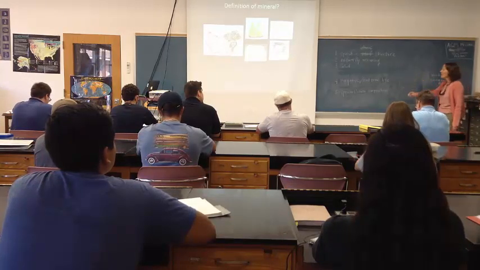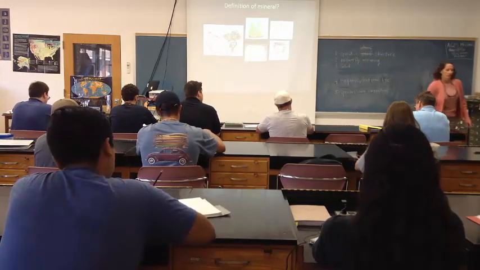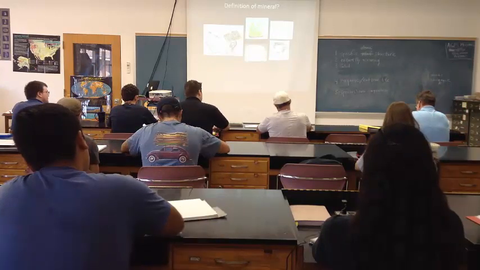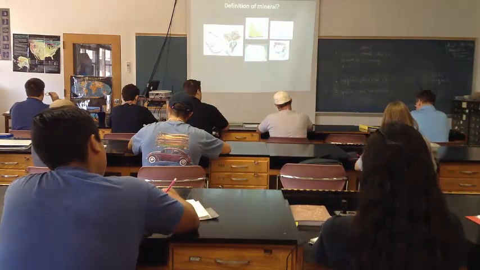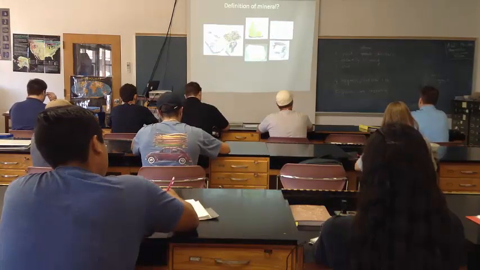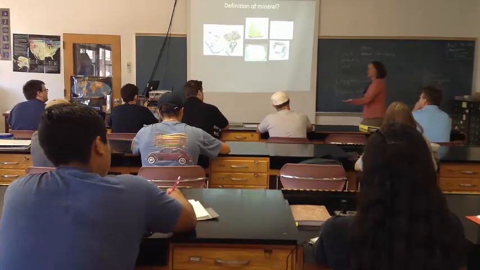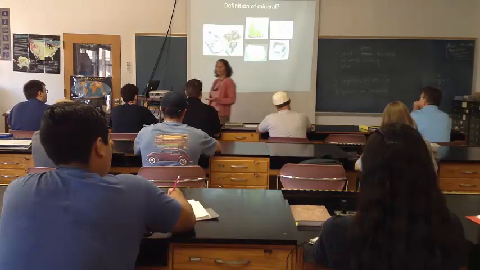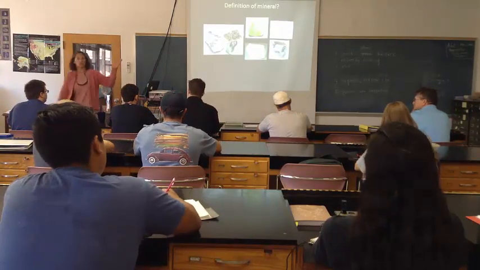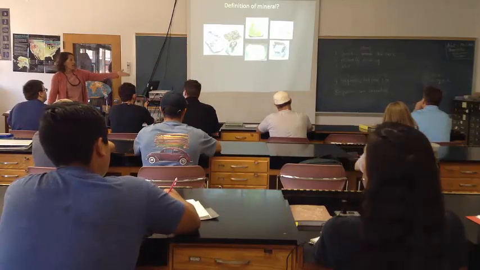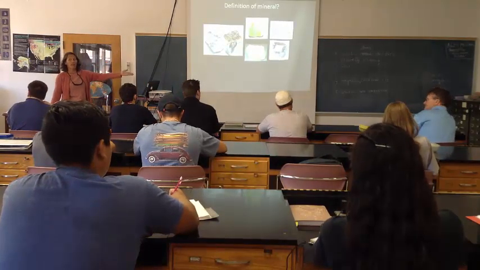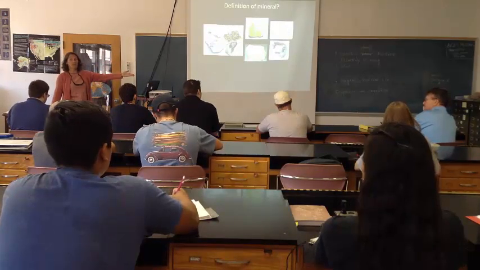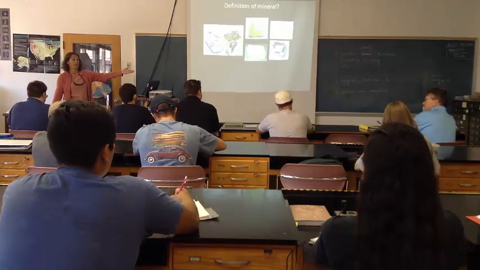All right. So these are the 5 rules, 5 requirements for something to be a mineral. So if a material is presented to you and you're not sure if it's a mineral, then you can test it with these 5 requirements. Does it fit all 5 of these? If any one of these is missing, then it can't be a mineral.